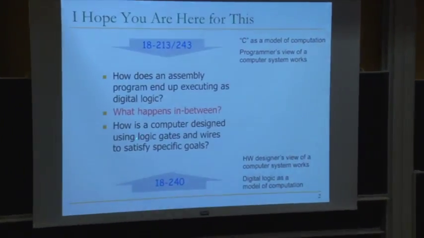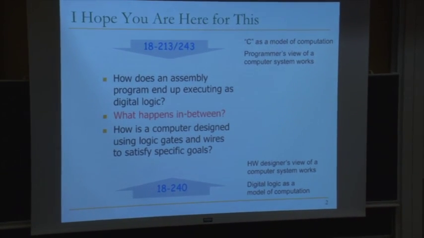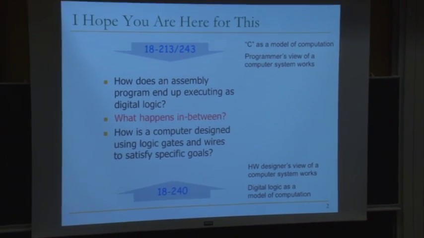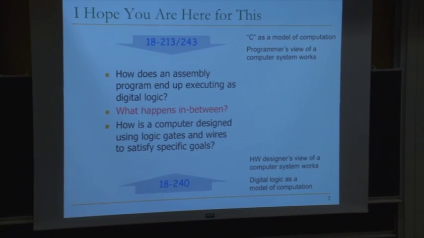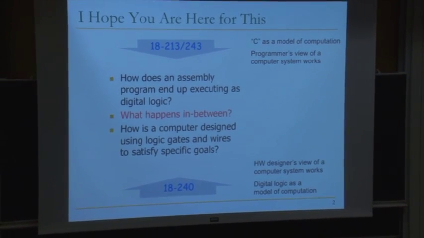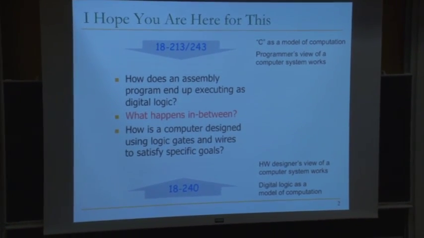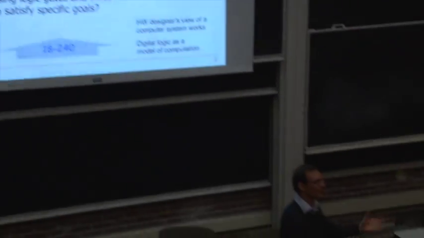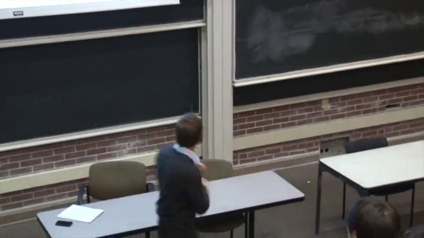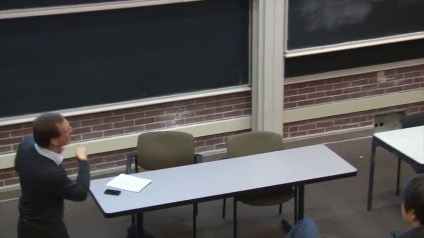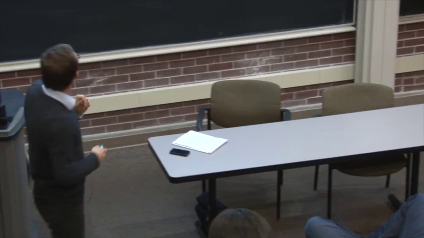And also from the bottom up, how is a computer designed using logic gates and wires to satisfy specific goals? What are those goals? We'll get to that later today and throughout the course. But one goal is to make sure that the programmer's goal is satisfied, right? If they want to solve a problem, that problem should be solved with these logic gates and wires. So hopefully you'll learn all of this.